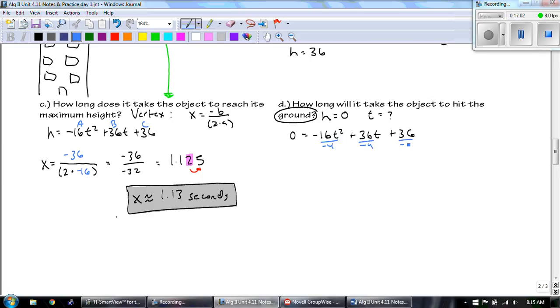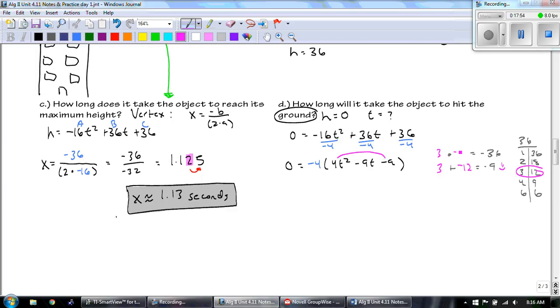So I'm going to take out a negative 4 because that's what they all have in common. So 0 equals negative 4 times 4t squared minus 9t minus 9. And then I need to check what numbers multiply to get to negative 36 and add to get to negative 9. There are a lot of factors of 36. 1 and 36, 2 and 18, 3 and 12, 4 and 9, 6 and 6. So what's the combination that gets us to negative 9? And that's going to be 3 and 12. So 3 and negative 12 gets us to negative 9, and 3 times negative 12 gets us to negative 36.